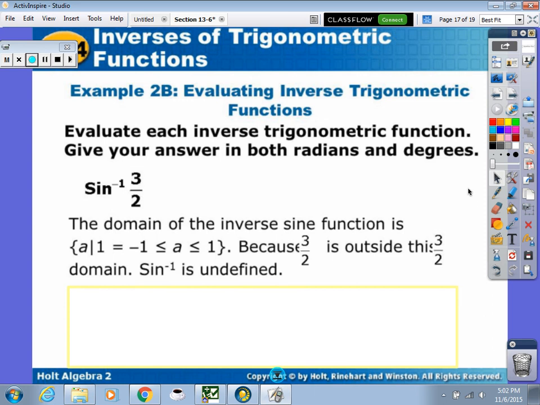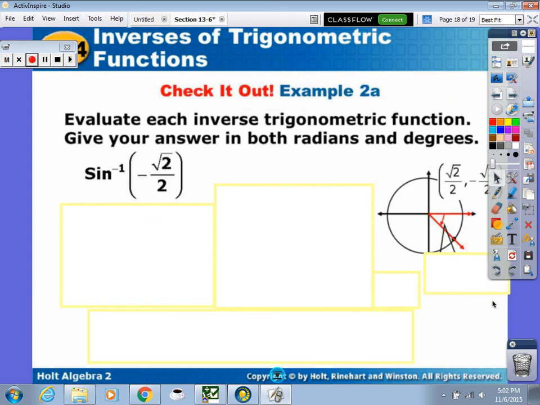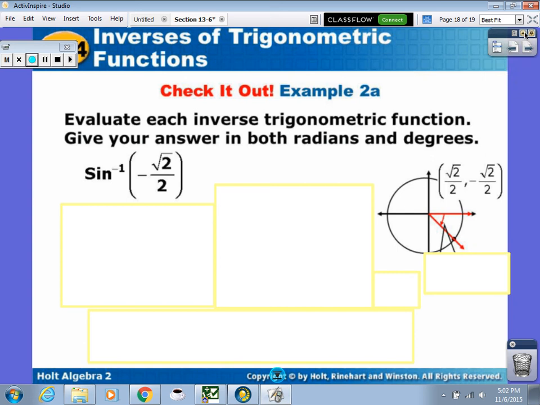We'll look at that in a little more detail, and you can ask questions on that when you come into class. I'm going to give you an opportunity to work a couple out yourselves. Pause the video, find the inverse sine of negative root 2 over 2. You have a unit circle drawn on the side to help you out. Resume the video when you're ready to check your work.